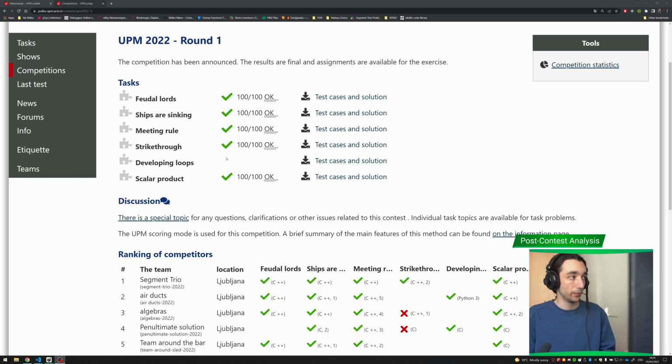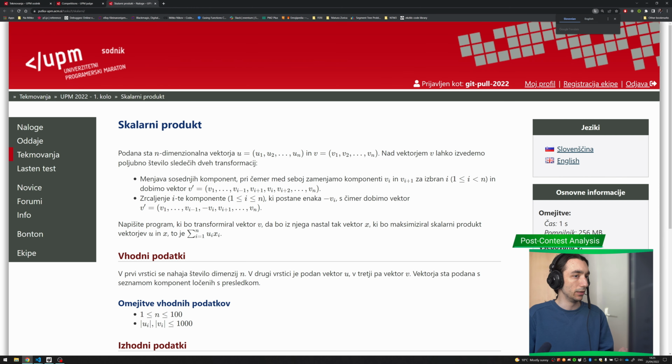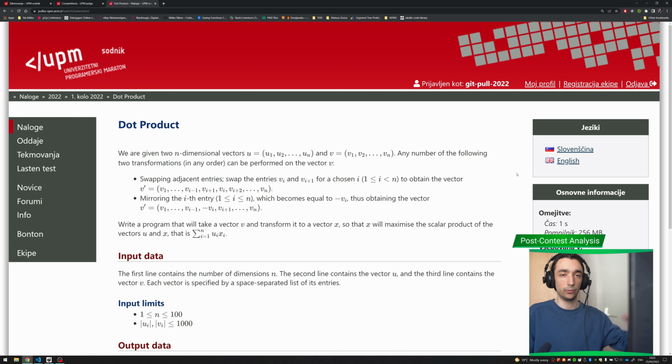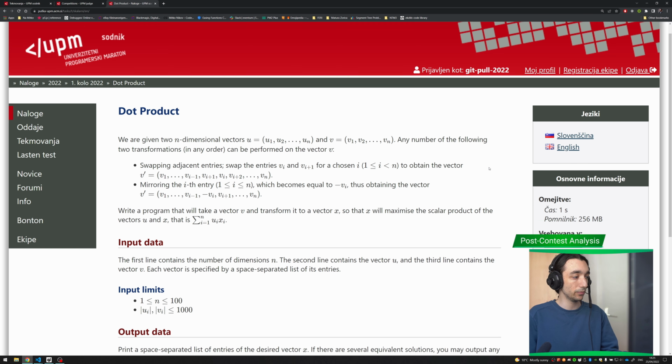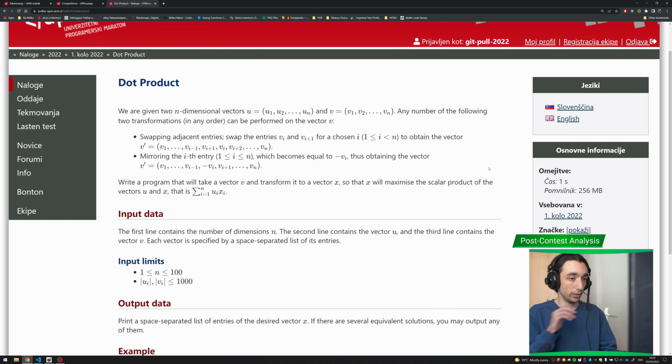you may try. So okay, we're going to start from the simplest problem, and the problem I think most teams solved is the scalar product problem. I'm just going to open up the problem. Don't worry, I will be translating all of that in English for you to see. It's just a simple problem. It's really not worth a lot of time.